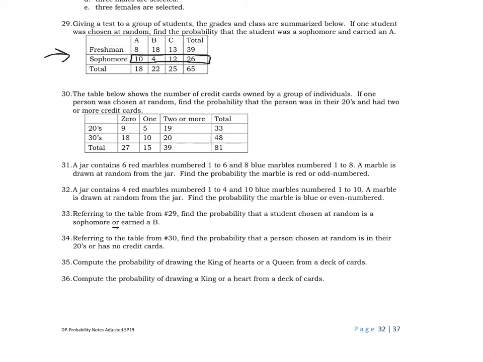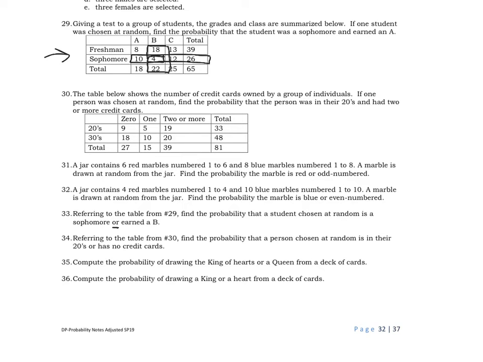So there's 26 sophomores total, or they earned a B, so that would be this column here. We're talking about a total of 22 people who earned a B. So I think you see the overlap in that number 4 right there.